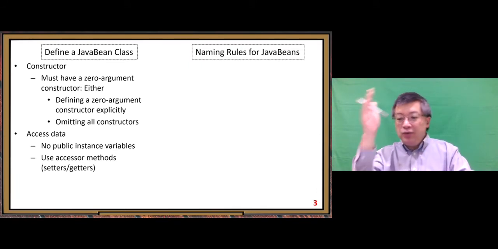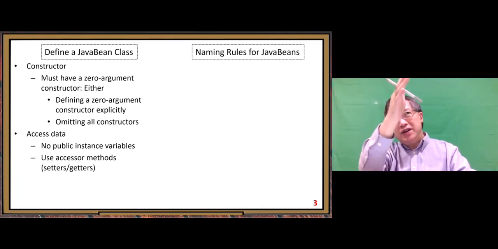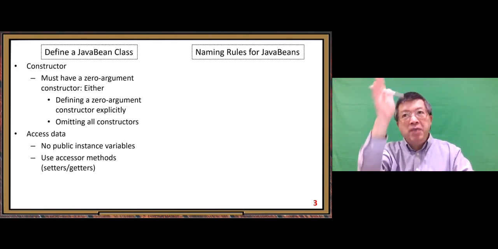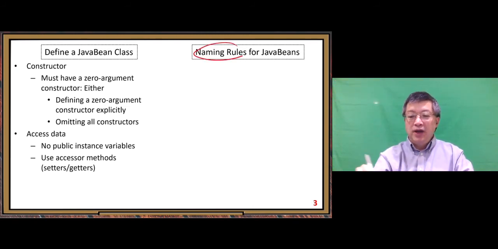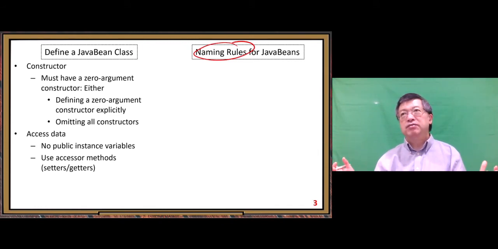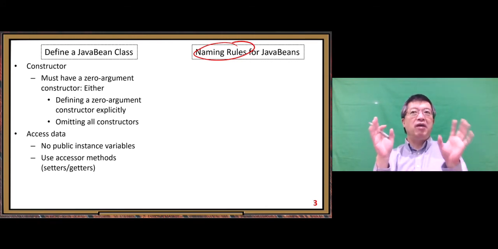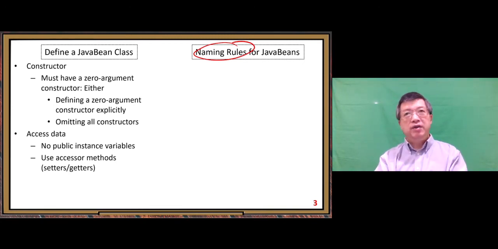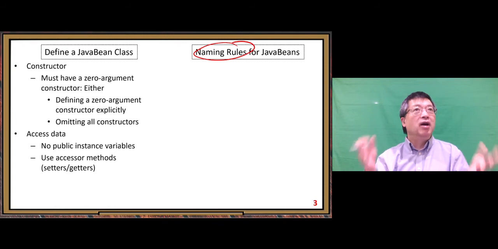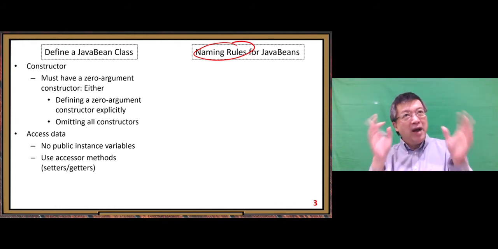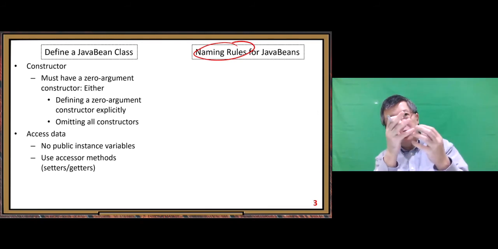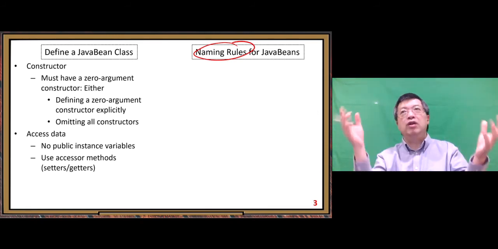Next, naming rules for JavaBeans. Setters and getters, you need to follow naming rules. You cannot use arbitrary ways to name the setters and getters. If you violate those rules, what's the consequence? Your JavaBean classes can still be compiled and run, but data binding and some automatic tools working with your JavaBeans won't work anymore.